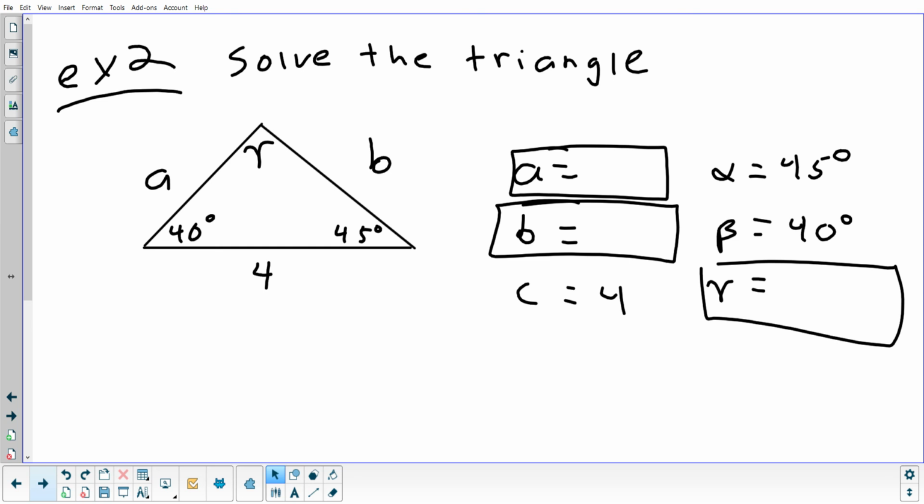Well, what do alpha and beta add up to? 85. And what do you have to subtract that from? 180. Is it 95? 95. Now, it's very important you get that one right. It's even more important you get it right this time than it was in the last one. Why do you think it's really important you get gamma right? Yeah. So you're going to be using it to find the rest of your answers. You're going to use it to find everything.